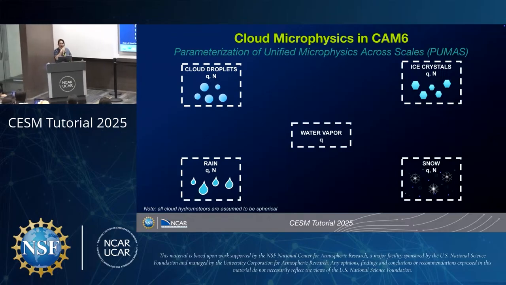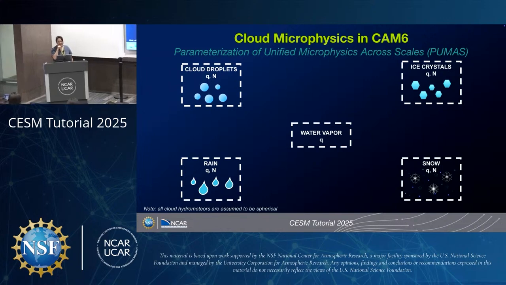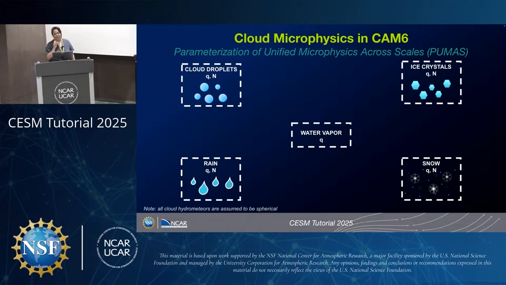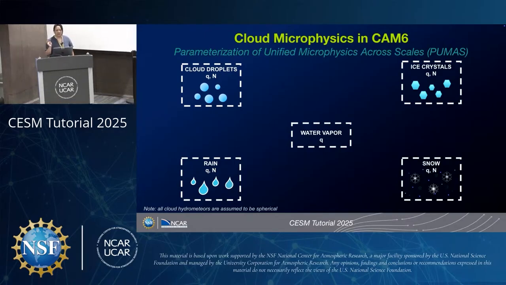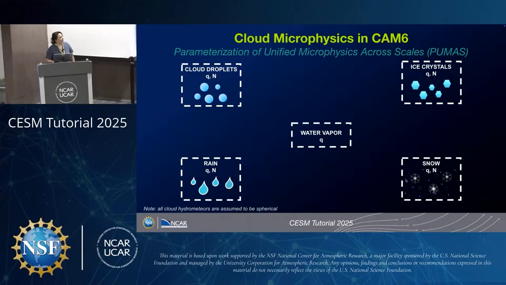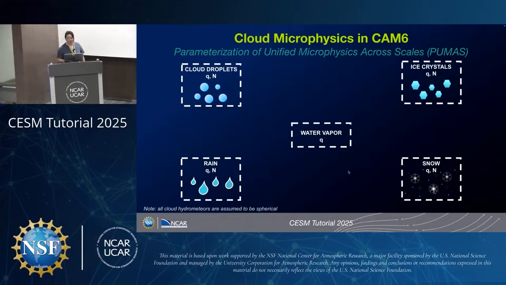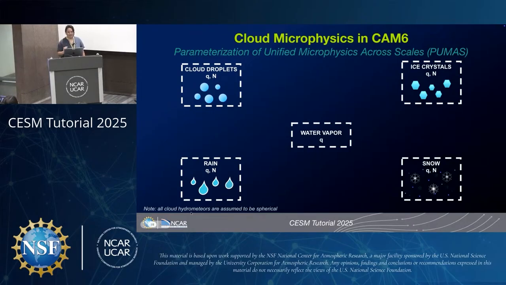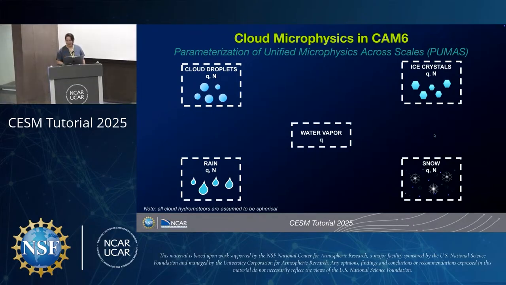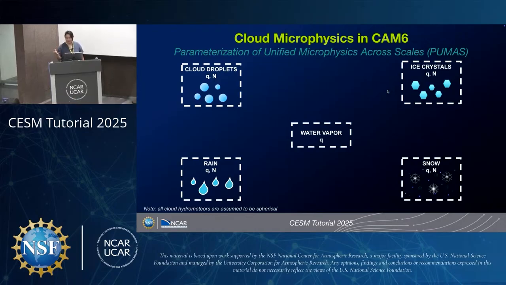So I'm just going to walk you through the number of parameterizations that we do represent in the microphysics that's called parameterization of unified microphysics across scales, or PUMAs. So we represent 4 different hydrometeor species: cloud droplets, ice crystals, rain, and snow. I have nice cartoons here, but just to note that all the hydrometeors in CAM are assumed to be spherical, including our ice phase, okay? These are some of the assumptions we have to make the calculations faster, right?